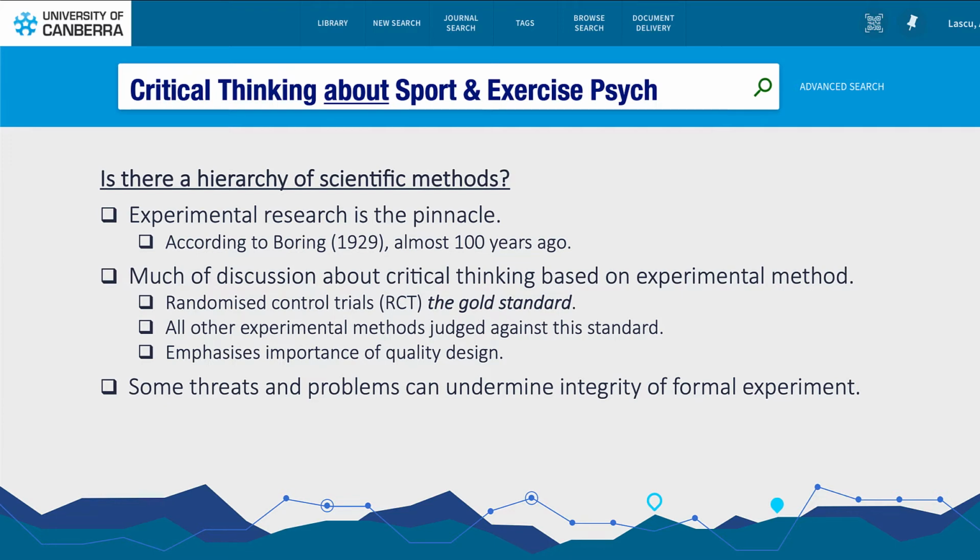It means we emphasize the importance of quality design when we're establishing scientific findings. And there are some threats and problems that can undermine the integrity of a formal experiment that we need to take into consideration.